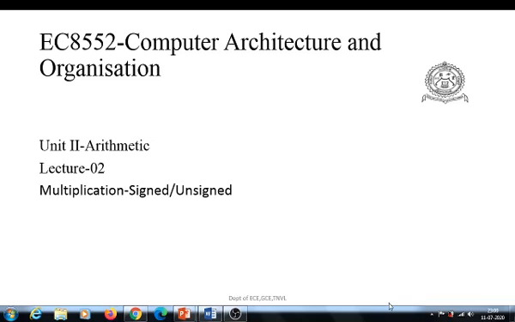Hi everyone, welcome to the lecture series on computer architecture and organization. This is topic 2 and unit 2, that is computer arithmetic. In this we are going to see about multiplication, both for signed and unsigned integers.